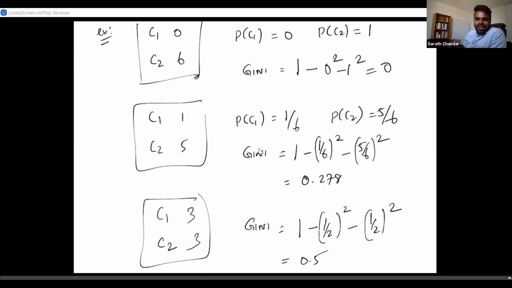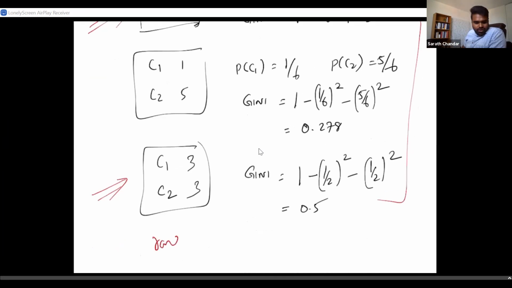You already have the range here, because this is one extreme. One extreme is everything from one class, so it has a value of 0. The other extreme is equal distribution. So the value is actually between 0 and 0.5. Is that clear? The range of Gini is between 0 and 0.5. Remember, this is for a 2-class problem.